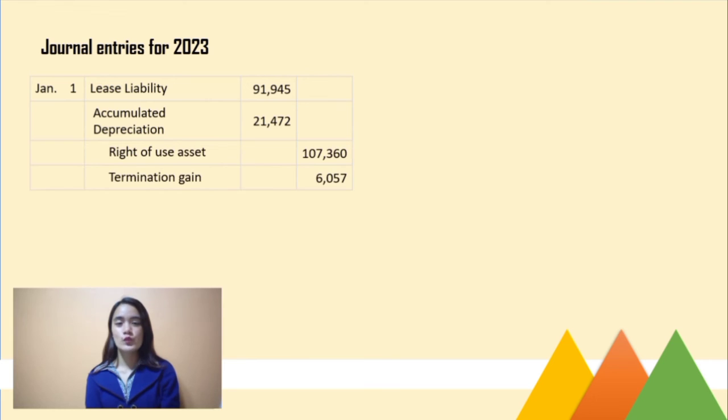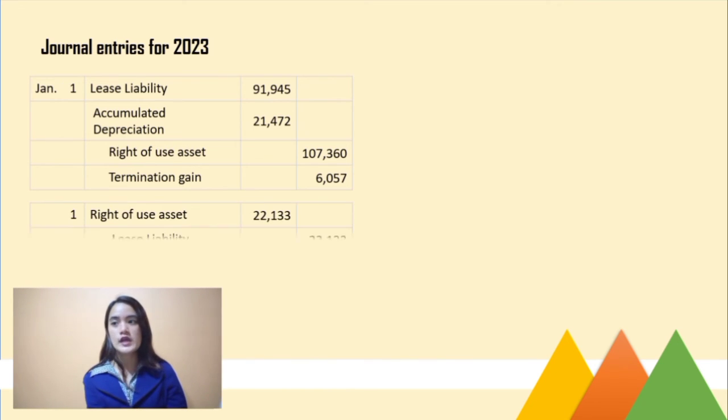On January 1, we will debit the lease liability account with 91,945 pesos, accumulated depreciation 21,472 pesos, and credit the right of use asset 107,360 pesos. Termination gain will be credited with the amount of 6,057 pesos. So, saan nanggaling? Ito yung i-decrease ng amount nila dahil sa decrease din ng scope agreement.